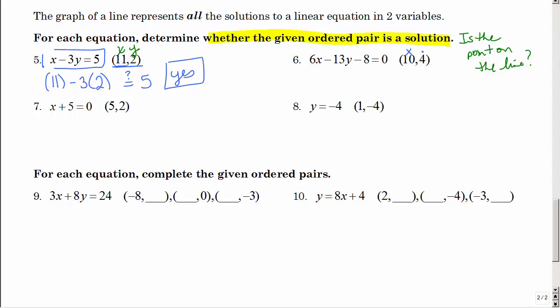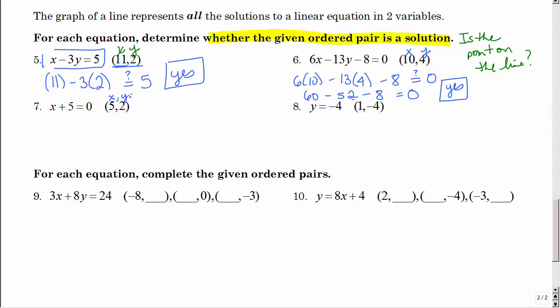Okay, so this is x, this is y. So we have 6 times 10 minus 13 times 4 minus 8, and we're asking ourselves, is that 0? Well, that's a little bit harder to do in my head, so I'm doing this: 60 minus 52 minus 8. 60 minus 52 is positive 8. Minus 8, is that 0? Yes, it is. So that point is on the line.